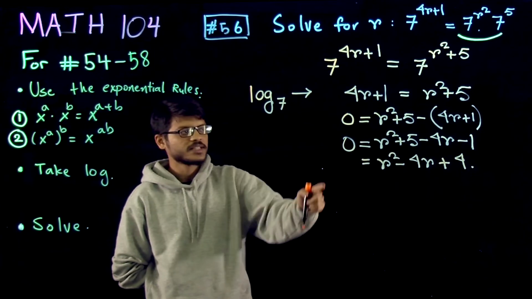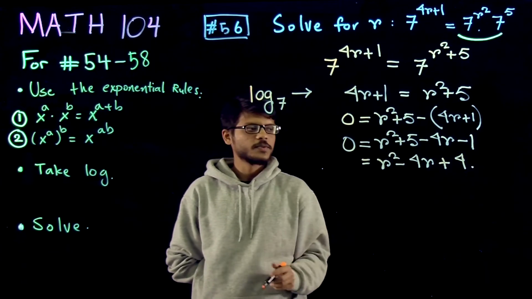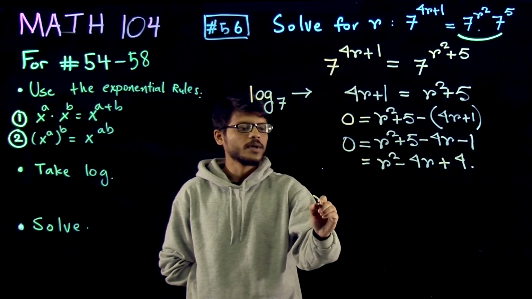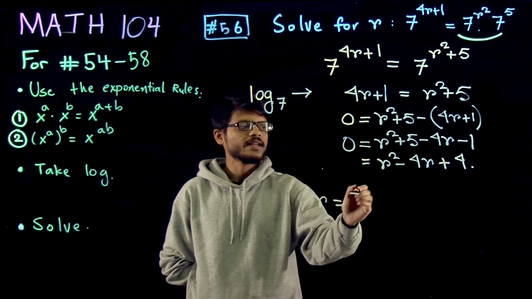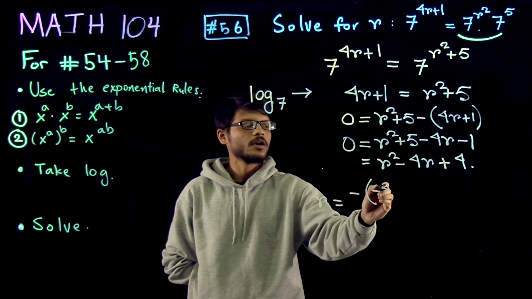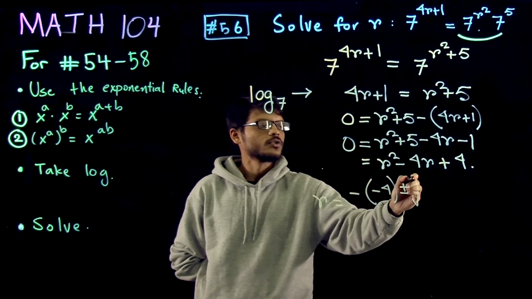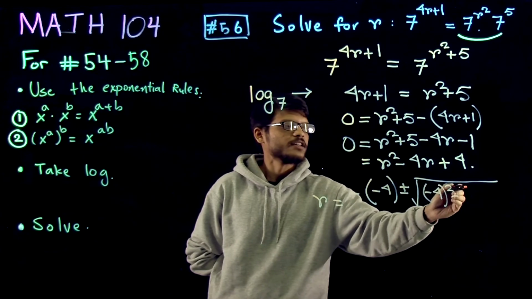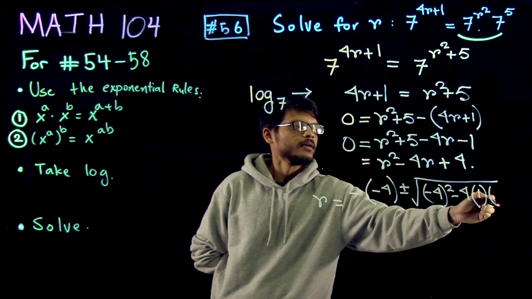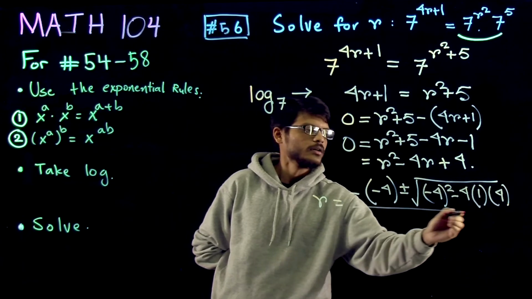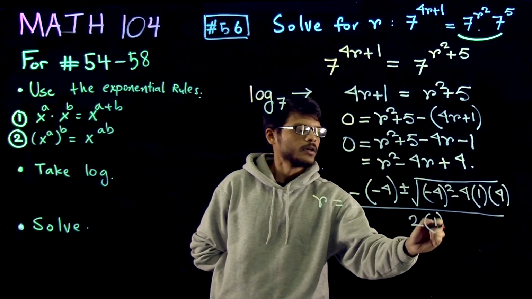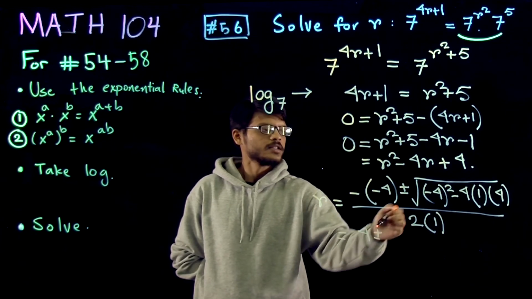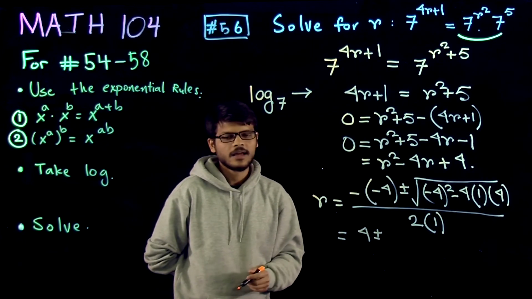The way you solve this kind of equation is the quadratic formula, because this one is a quadratic equation. If you use the quadratic formula and solve for r, we will get r equals minus b, which is negative 4, plus or minus the square root of b squared minus 4ac, over 2 times 1.